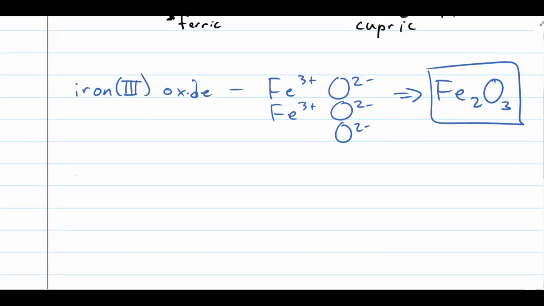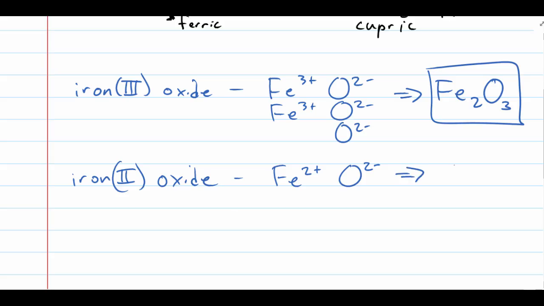Let's try iron 2 oxide. That means we're dealing with iron, which has a charge of 2 plus, because it's the Roman numeral 2. Oxide's charge doesn't change. Its charge is 2 negative. So we have a 2 positive and a 2 negative. What happens to charges? They cancel out. And the formula for iron 2 oxide is FeO.